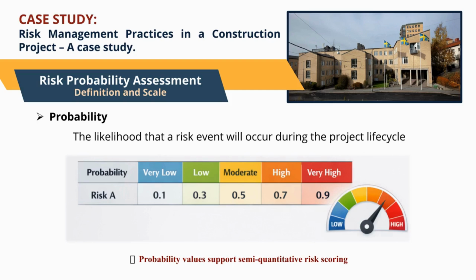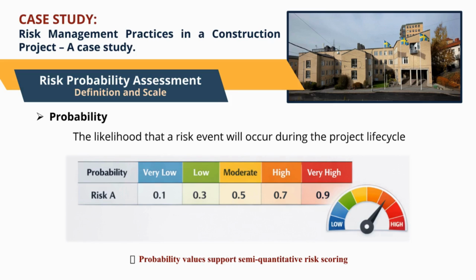To ensure consistency and minimize subjectivity, probability is evaluated using a clearly defined rating scale. This scale typically ranges from very low to very high, with associated numerical values such as 0.1, 0.3, 0.5, 0.7, and 0.9. These numerical values are not exact statistical probabilities. Rather, they serve as relative indicators, allowing different risks to be compared using a common and transparent reference.